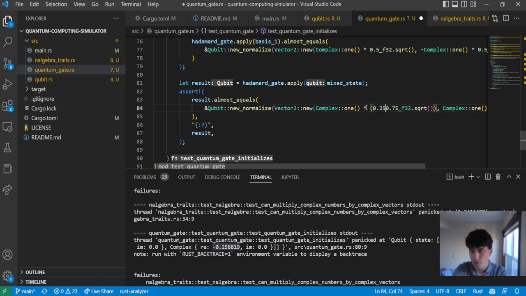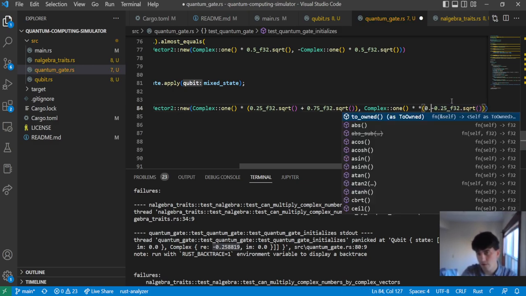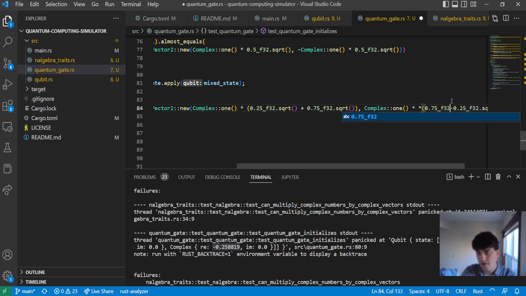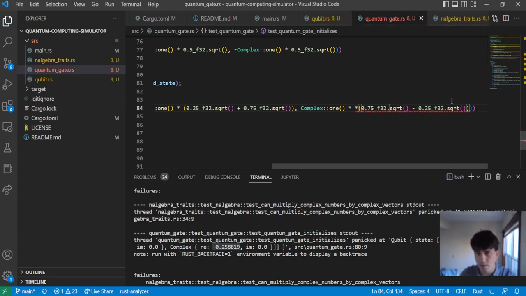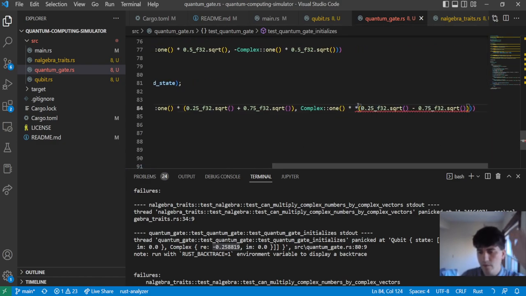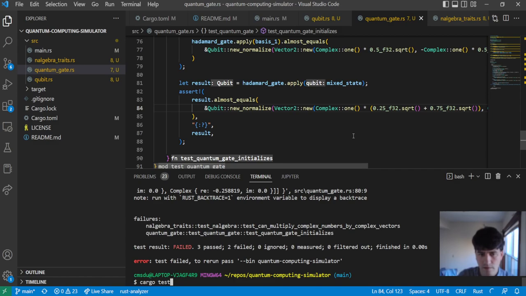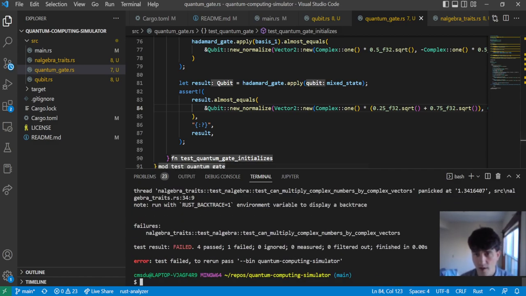Okay. This would be 0.25 f32 dot square root plus that, and this would be 0.75 f32 square root minus that. Nope, got that backwards. 25 and 75, and why don't we like this? So we got an extra thing. Okay. Any better? There we go. Okay, that's what it was.